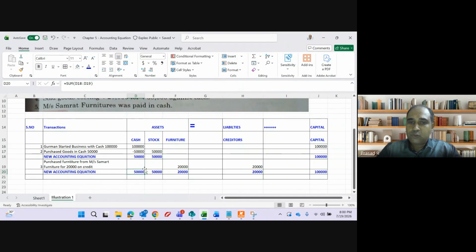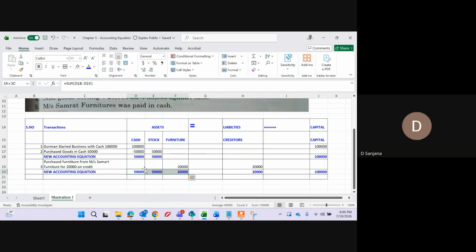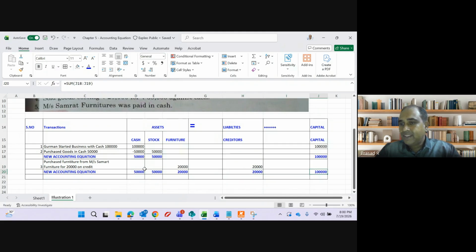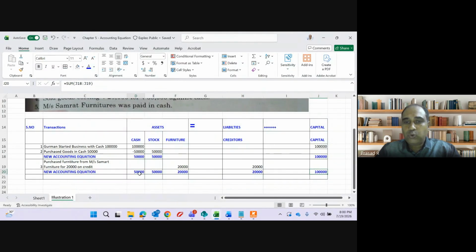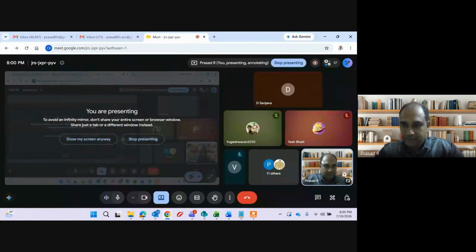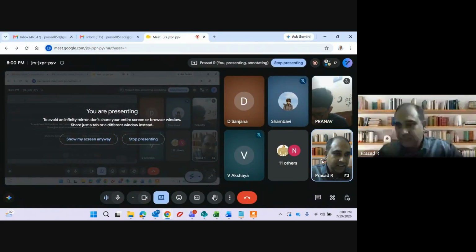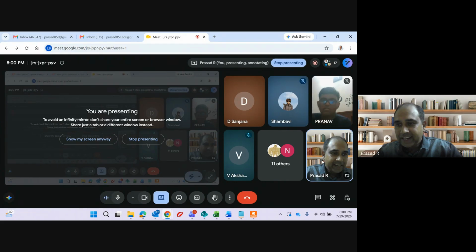50,000 cash, 50,000 stock, and 20,000 furniture. Total is 1 lakh 20,000. It is tallying, sir. And creditors is 20,000, capital is 1 lakh. The accounting equation will always tally because every time we are giving two impacts. Clear? Any doubt, guys?